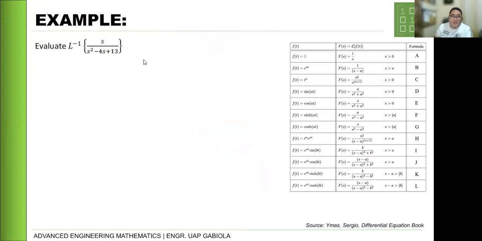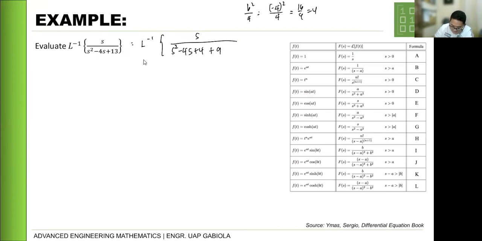So, we have here s over s squared minus 4s plus 13. So, manipulation again. We cannot factor out the s, so we need to perform completing the square, no? So, s, and then we have s squared minus 4s. So, our b now will be negative 4. So, that is negative 4 squared over 4, which equals 16 over 4, or 4. Okay? So, we need a 4. So, the 13 will be reduced, and it becomes 9. Okay?